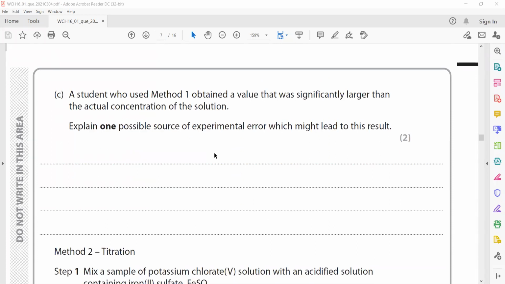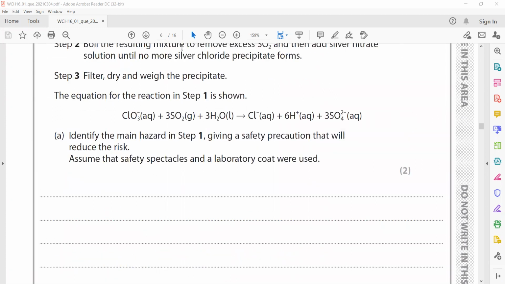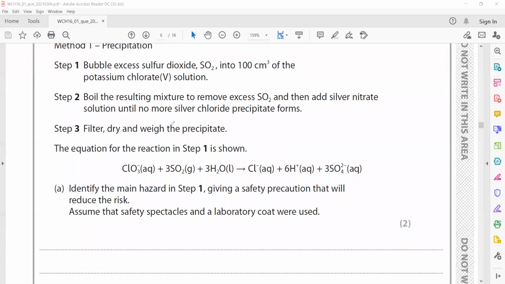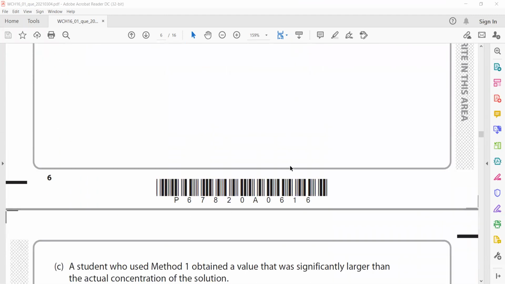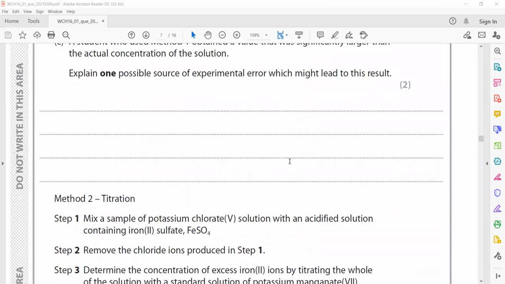Next part: a student who used method 1 obtained a value that was significantly larger than the actual concentration. Suggest a possible source of experimental error which might lead to this result. Basically, the student filtered the solution and weighed the precipitate. So the important thing is the weighing of the precipitate. If this weight is coming out more, we'll get a greater amount of chloride ion and a greater amount of chlorate ion. So maybe the precipitate was not completely dried, or it had a trace of solution. That is why the calculated value is higher than the actual value.